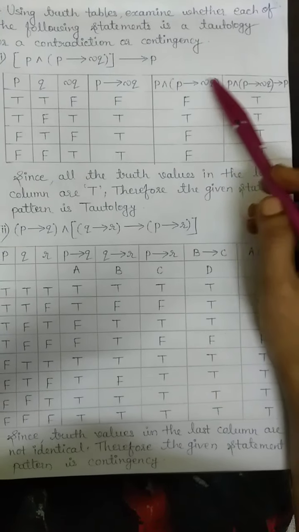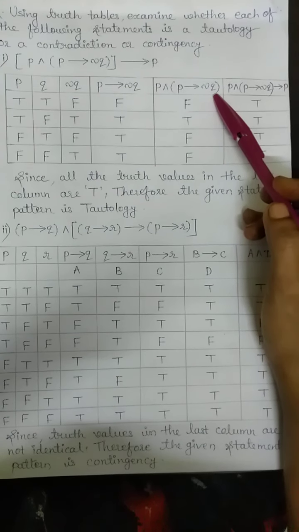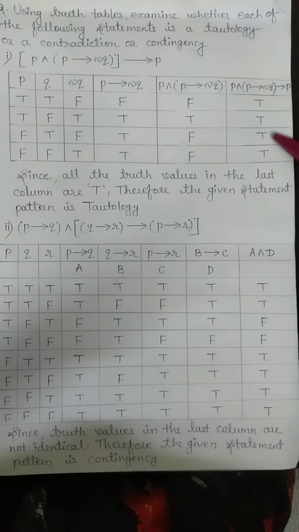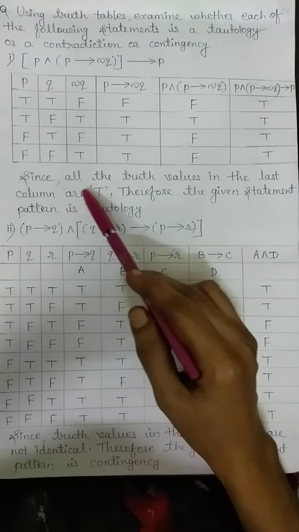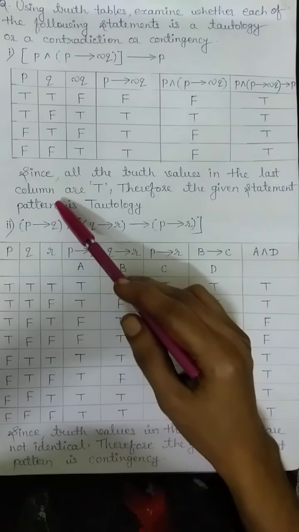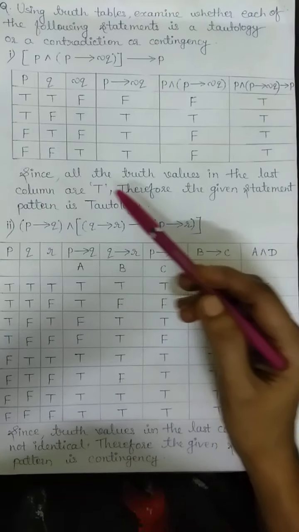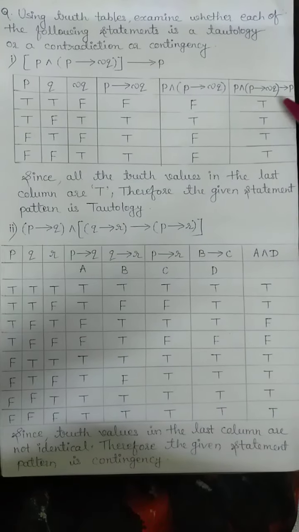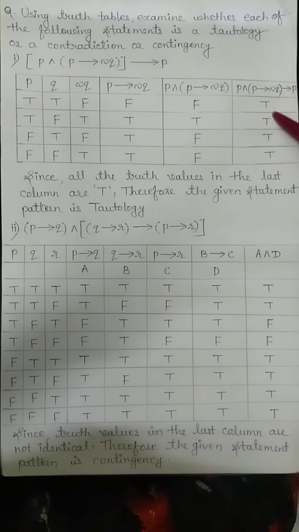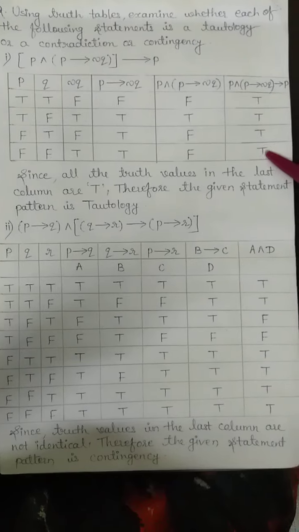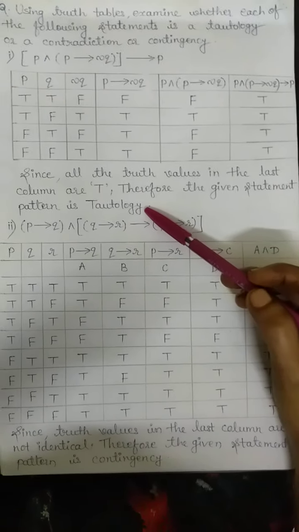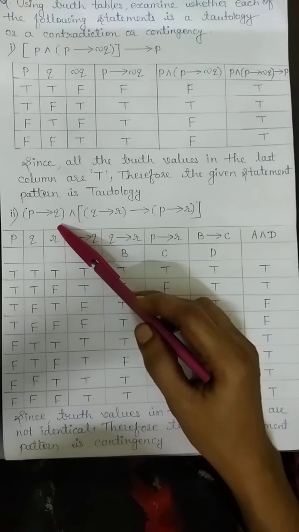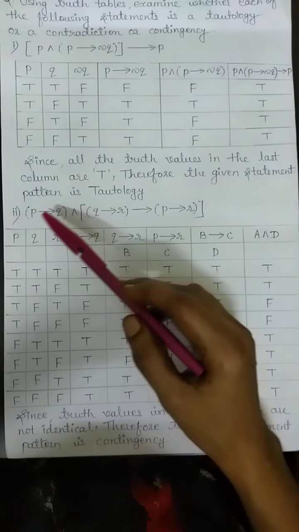Now last column, P and P implies negation of Q implies P. So you will get T, T, T, T. Now since all the truth values in the last column are T, and therefore the given statement pattern is tautology. Here in the last column everywhere we are getting the truth value as T, and therefore the given statement pattern is tautology. Now we will consider one more question for 8 possibilities.